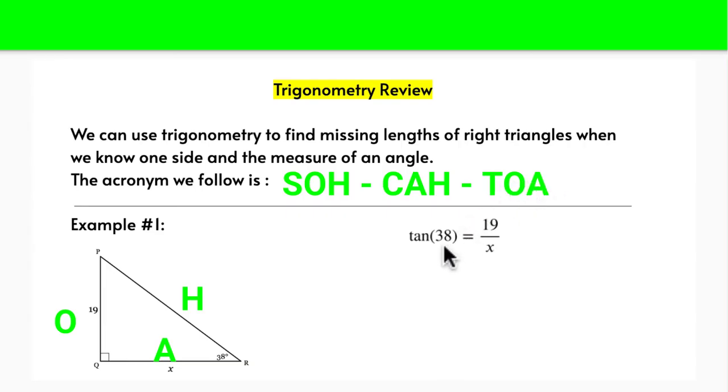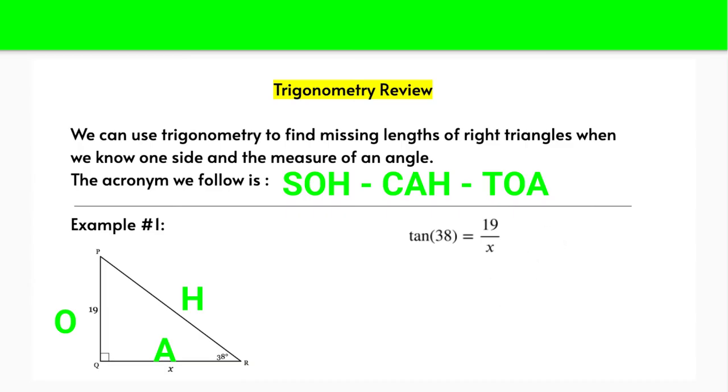We put the angle measure in the parentheses, equals, and then this is in order, O over A. So since we have 19 by O and then x by A, we write 19 over x. And these were the ones that took a little bit more work because the x was on the bottom. When that happens, it ends up being a dividing problem. But here's the algebra steps just in case you want to see those.